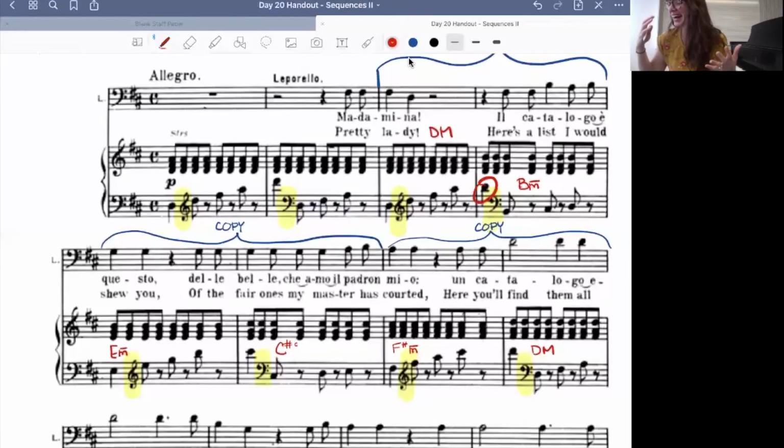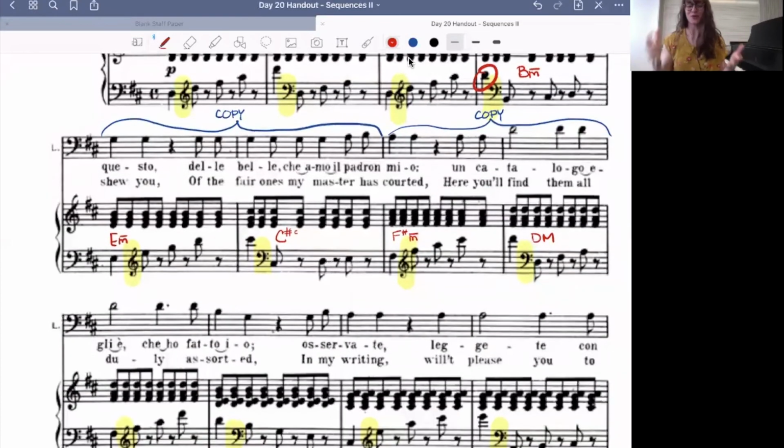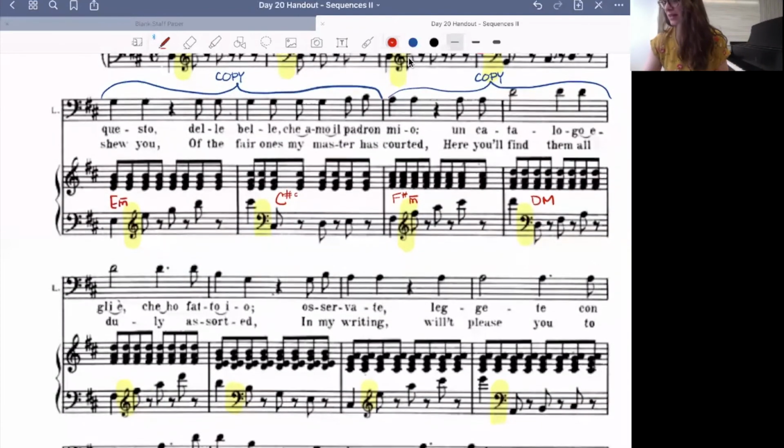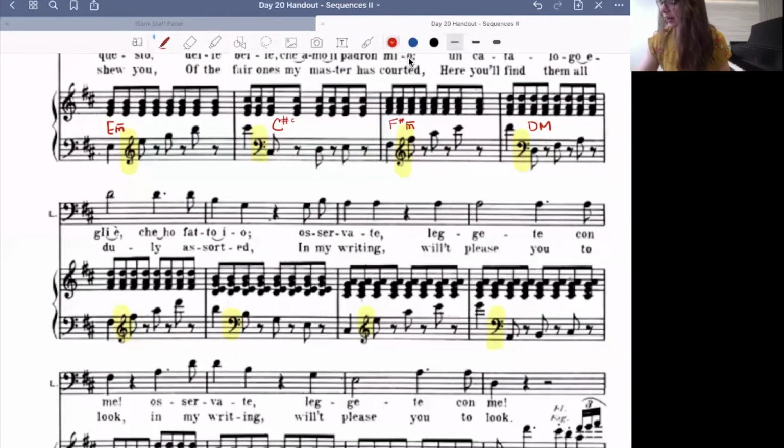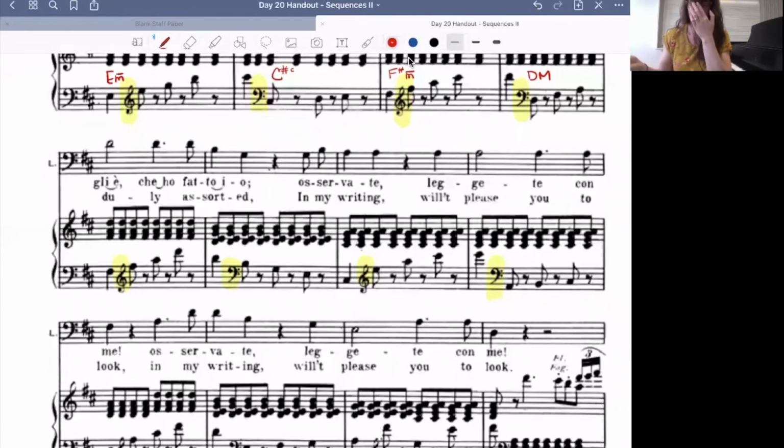So still root position, D major to B minor. There's our model. Second system, we get our first copy. Everybody moves up by step, E minor to C sharp diminished. Second copy, everyone moves up by step again, F sharp minor, D major. And there we are back on tonic, right? We have, again, harmonic net gain of 0. We start on tonic, we round out tonic. And from here, you can jump right back into Roman numerals. Your sequence is over. Now you have to analyze the way we normally do.